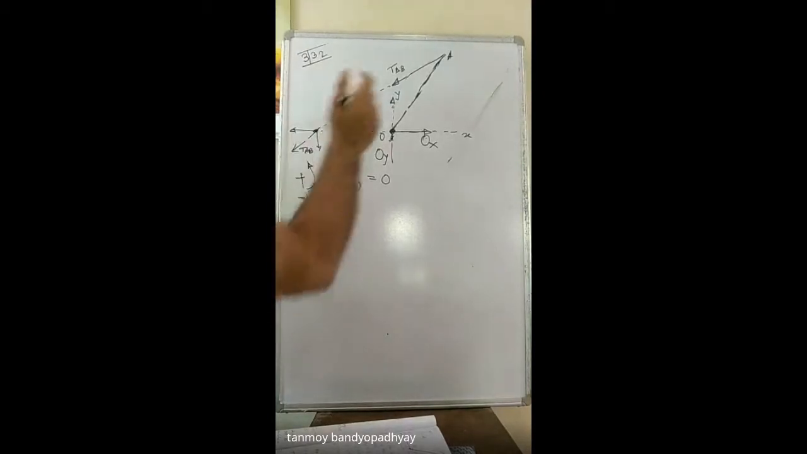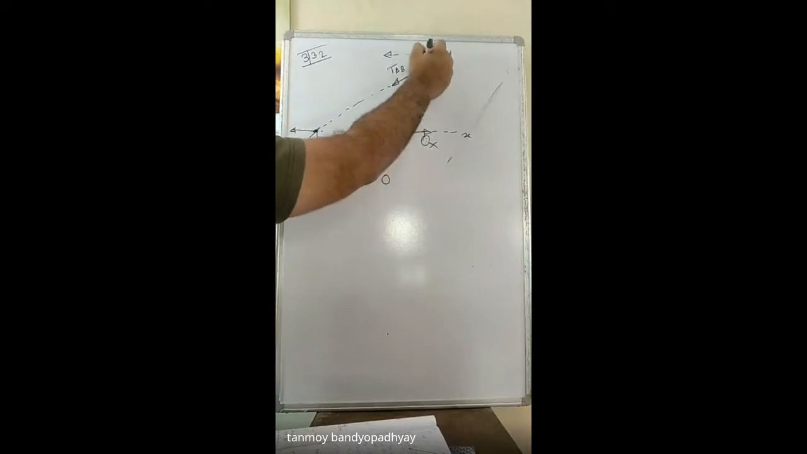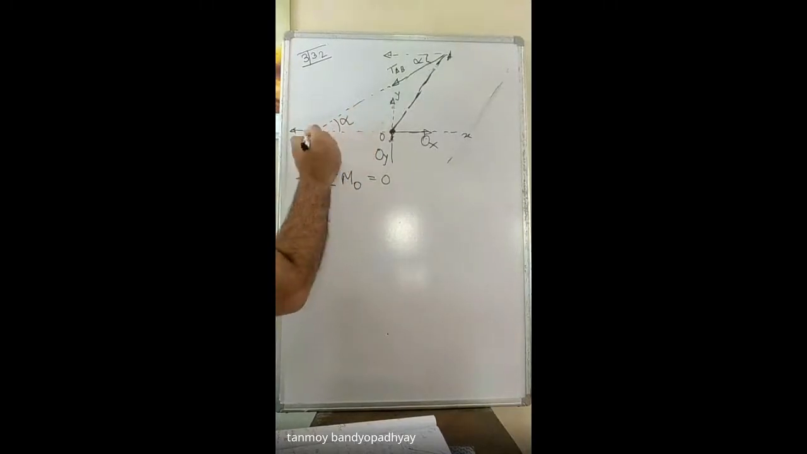So let's define an angle. Either you can take this angle or that angle, any angle you can take. Say this angle I am taking as alpha. So this component will be T cos alpha, and this component will be T sin alpha. Let's call it T only, since only one tension is there in this problem.